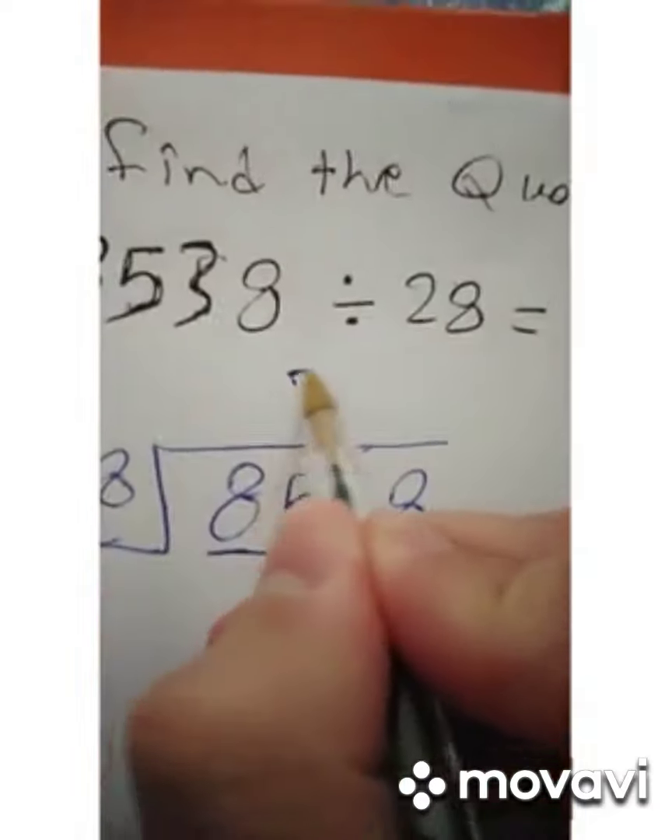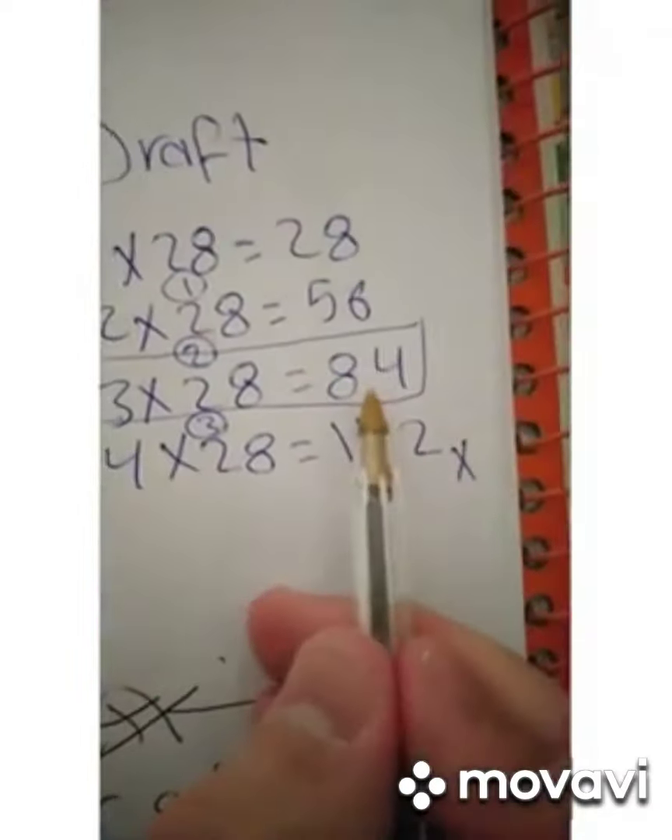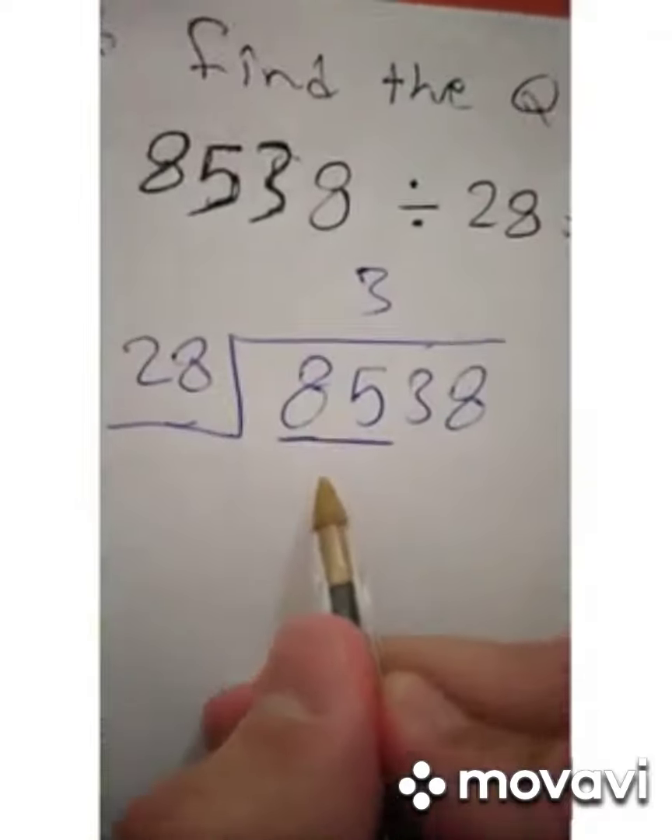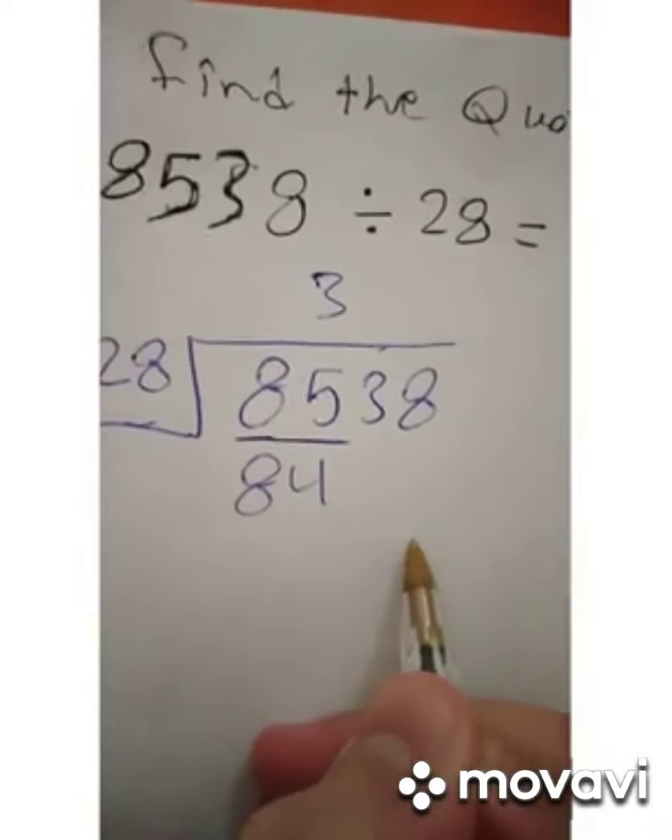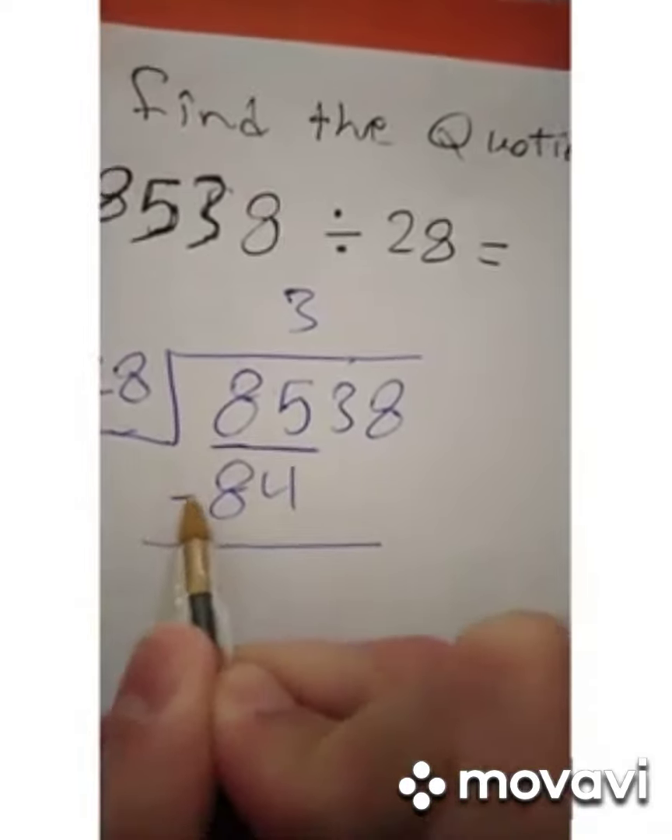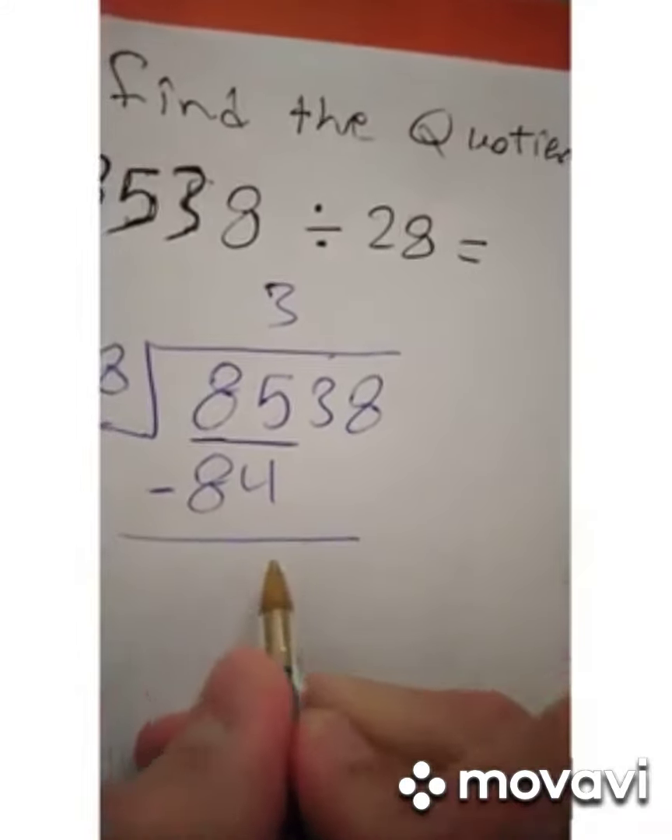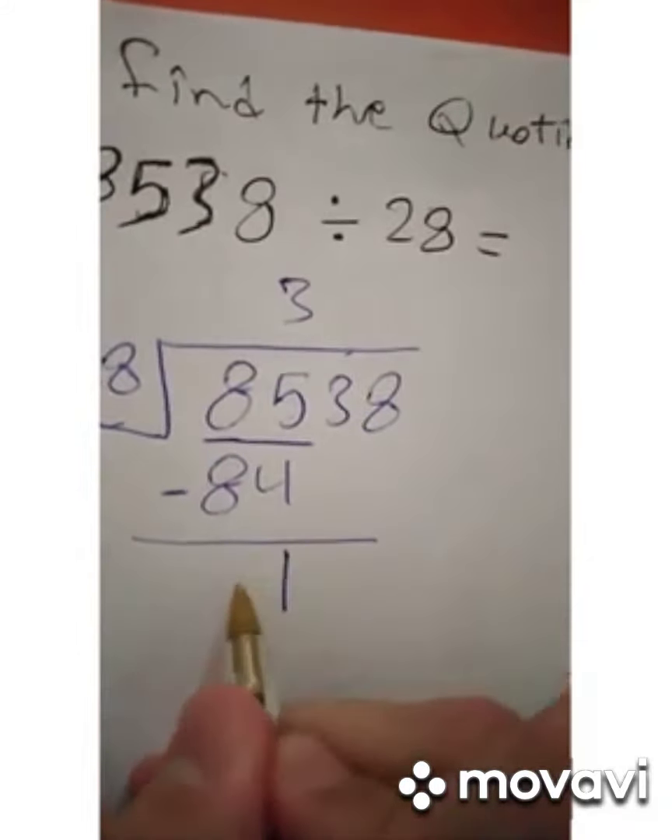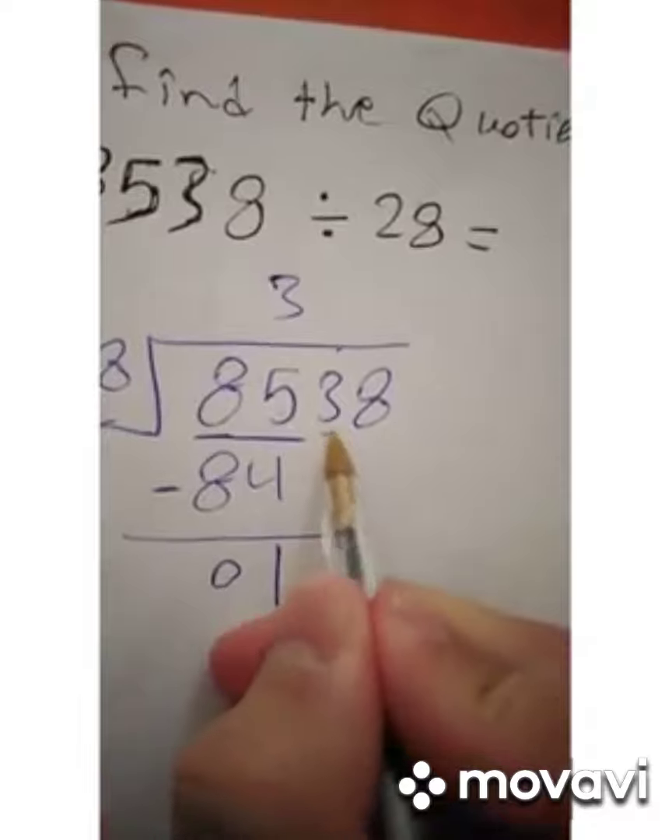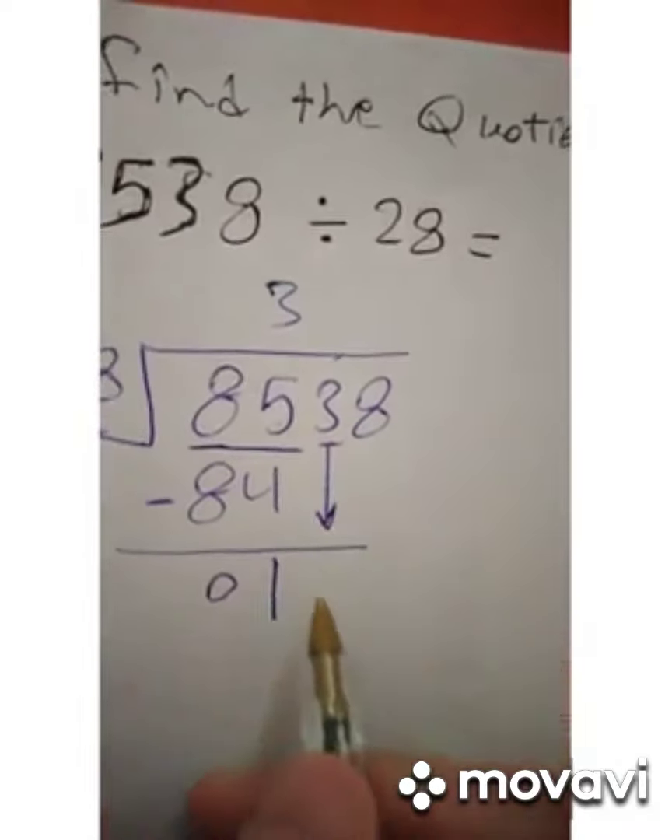So put 3 up, then multiply. The product equals 84. Then subtract. Okay, 5 minus 4 equals 1. 8 minus 8 equals 0. Bring down what? The third digit now.